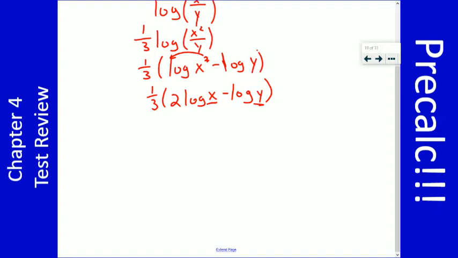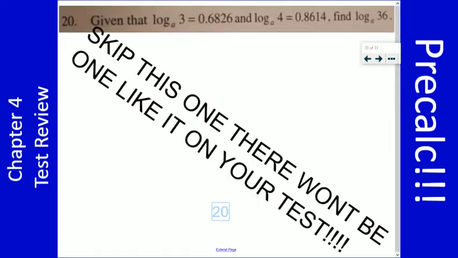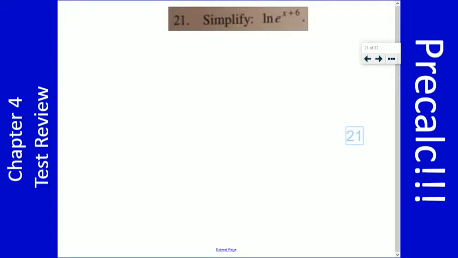On we go to number 20. All right. I overlooked this when I was putting down the instructions for your assignment. Skip it. You won't have one on your test. Okay? Good talk.